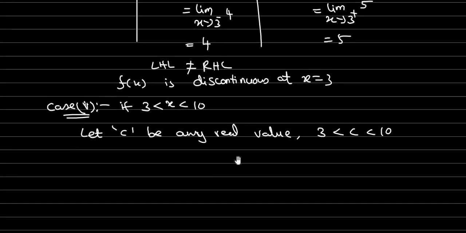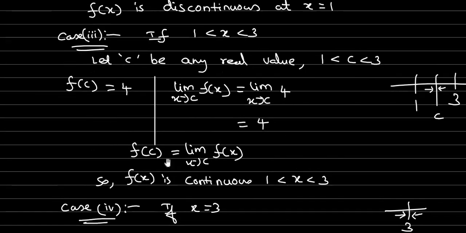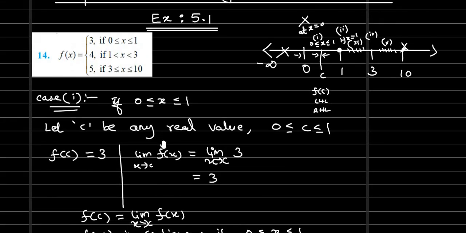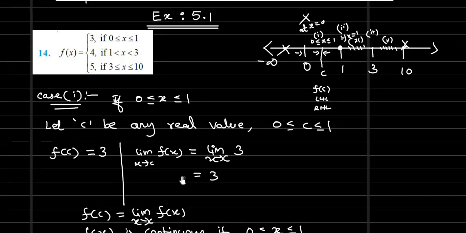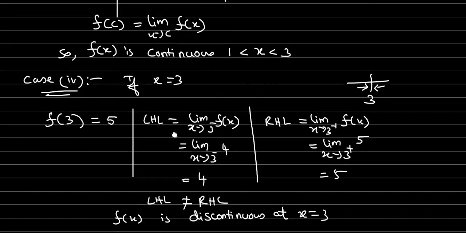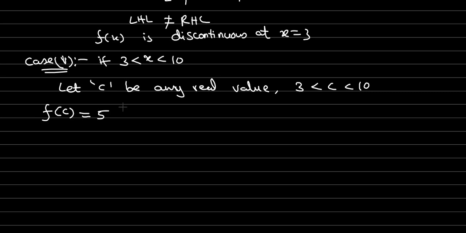So to check the continuity, we must have three things: f of C, left hand limit and right hand limit. Now f of C. Any value that lies between 3 to 10, we have to choose the last function only, that is 5. So f of C is going to be 5. So between 3 to 10 some value, here we have taken the C. Now close values of C from the left hand side as well as from the right side, both are going to lie in the 3 to 10 only.